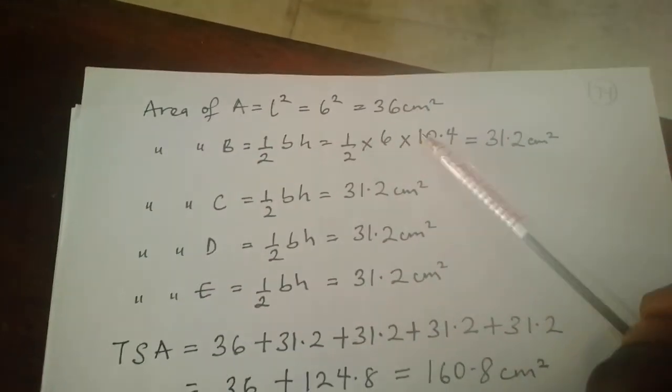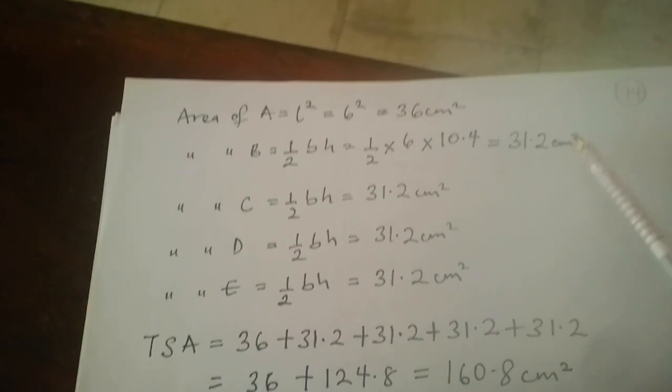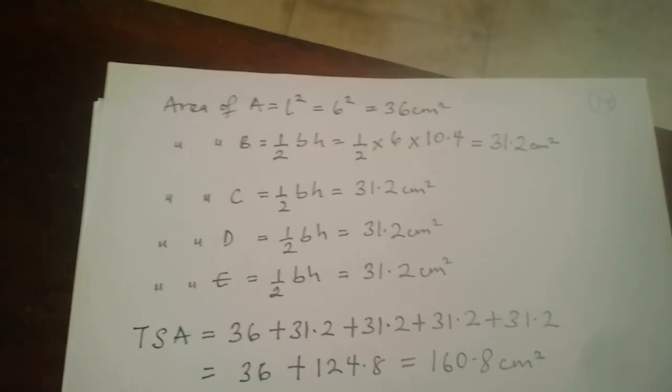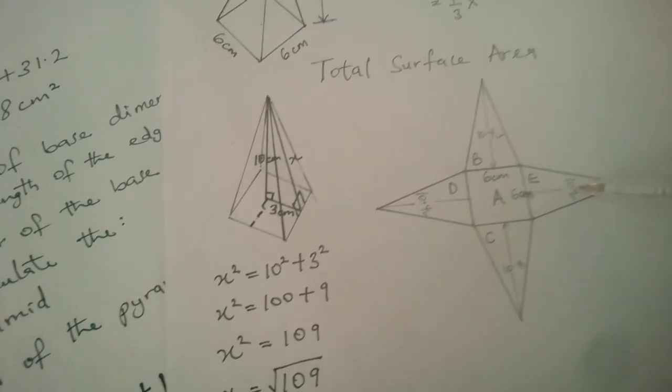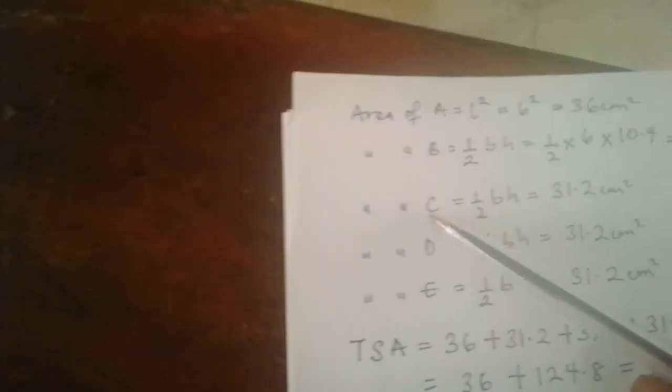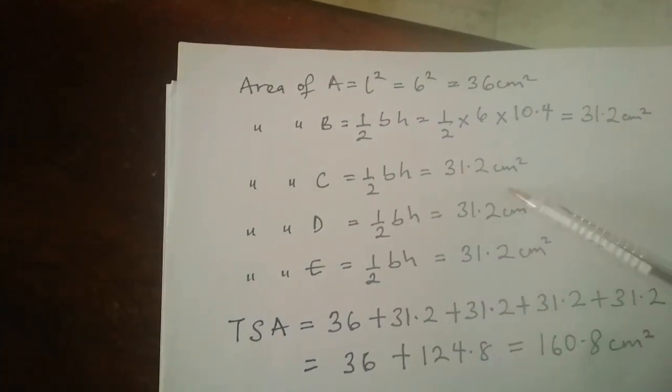6 centimeter times the height, which is what? 10.4, which will give us 31.2 centimeter square. So you realize that the value for other triangles here also will give us the same thing because they will be having the same measurement. So the area of C is also 31.2 centimeter square.